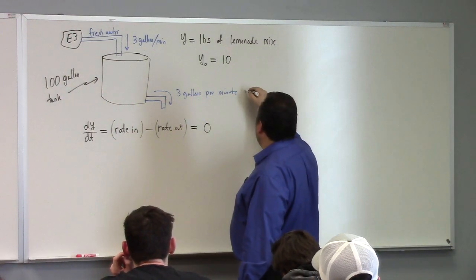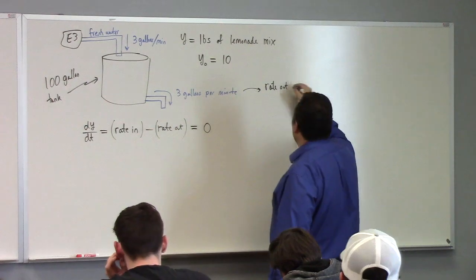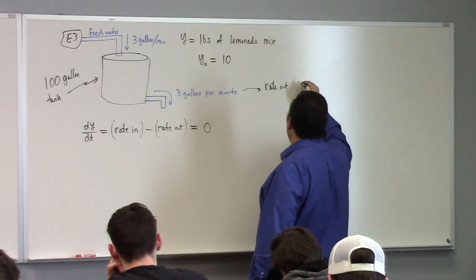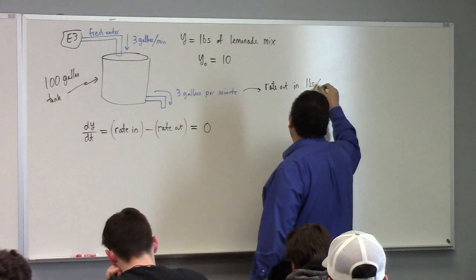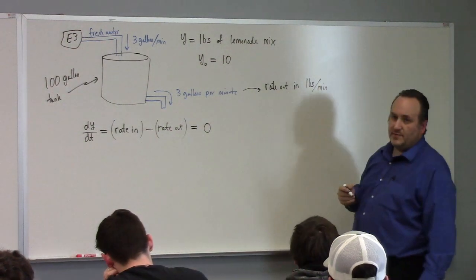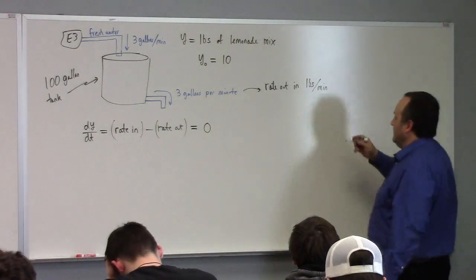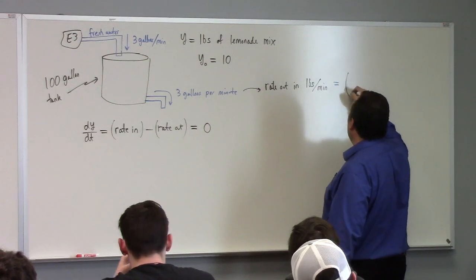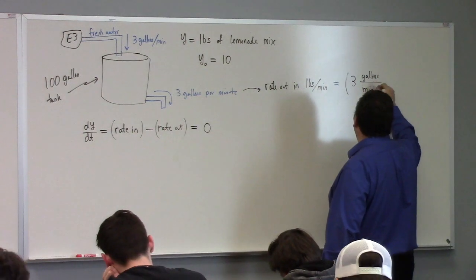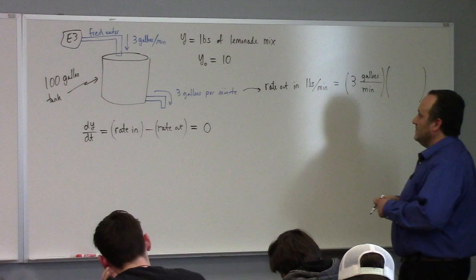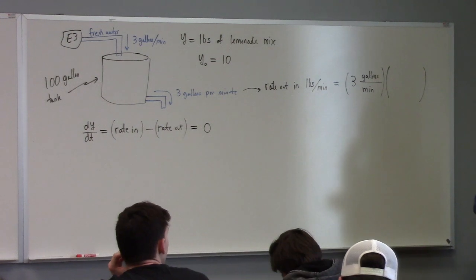So let's think about that. To get the rate out, how do we do that? Let's think about the units. We're looking for the rate out in pounds per minute. We're going to let t be in minutes because that's what's given to us, that's what's natural. So how do I figure out the rate out in pounds per minute? Well, I have to take my 3 gallons per minute and multiply it by something logically to get the pounds per minute. So what do I want to put there?